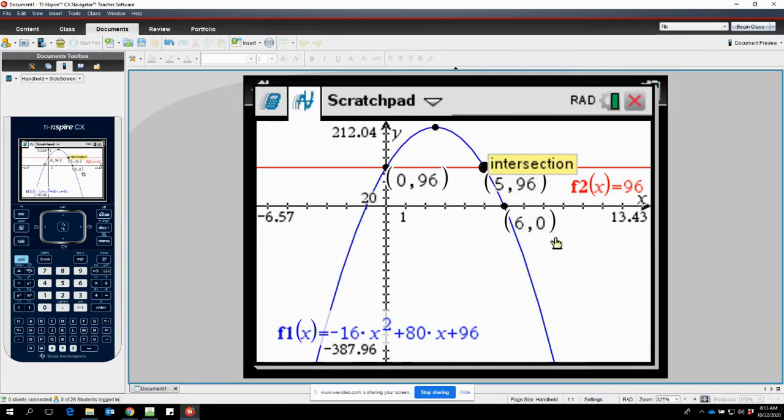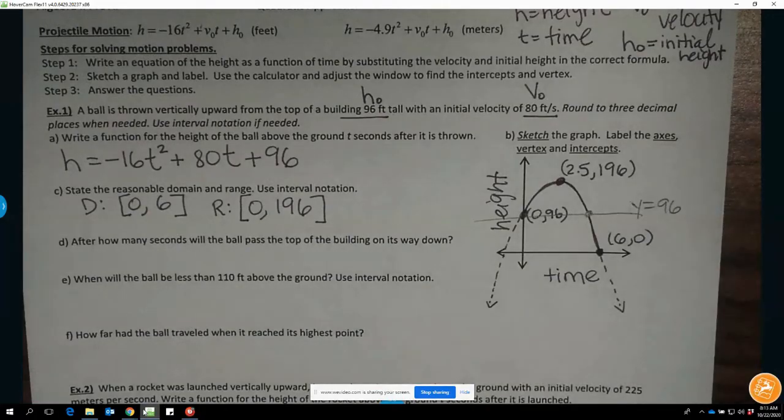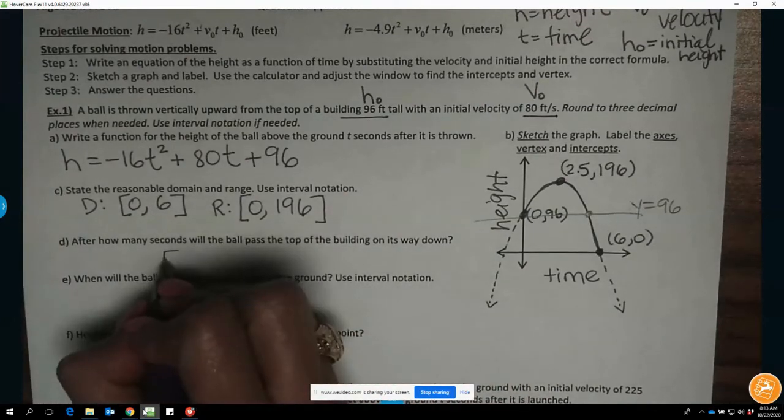All right, so the ball is at 96 feet at the beginning when it was thrown from the top of the building at 0 seconds, and then it'll also be at 96 feet after 5 seconds. So that's what I can put for my answer, after 5 seconds. Or you can just put 5 seconds. Make sure you put units.